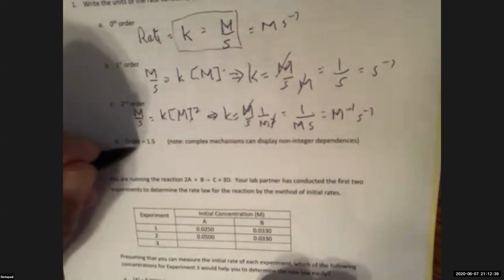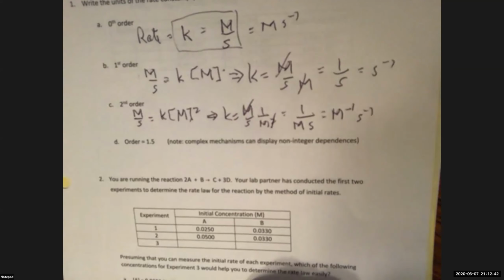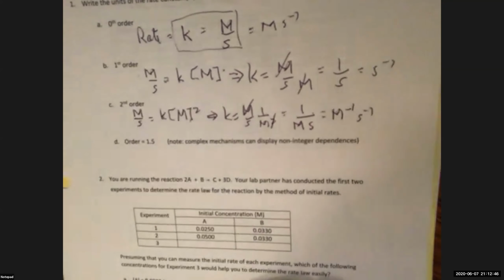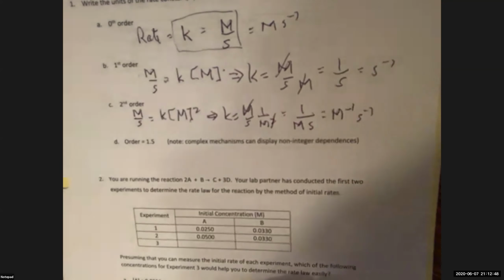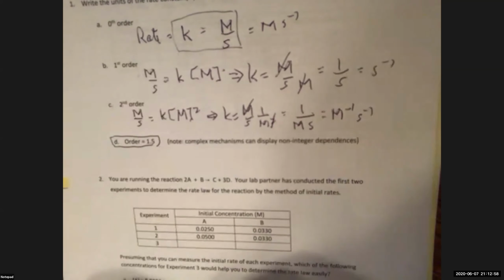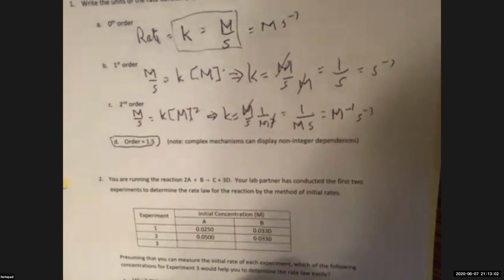Oh, 1.5 order. I'll let you do that one. So you do it the same way, except the order would be 1.5 up here. So you try that one. And like I said, I'll post these answer keys so you can see what it is. Try this one. This is a little tricky. It's a little unusual, but for complex mechanisms, the order can be a non-integer value. Usually it's not.